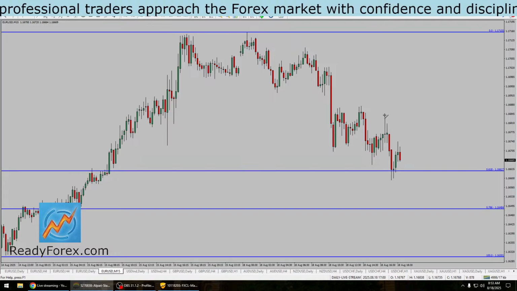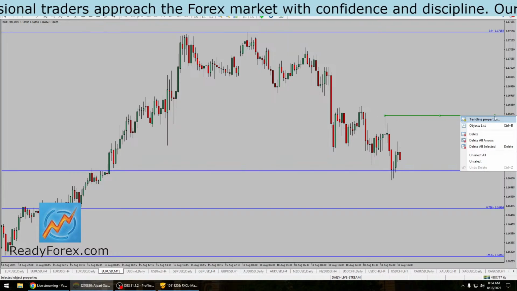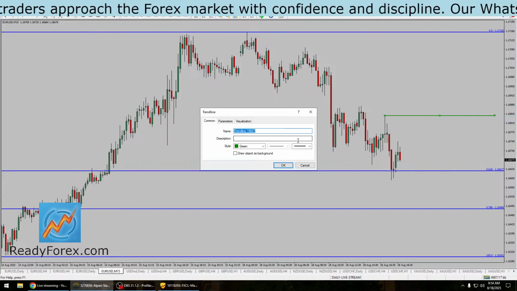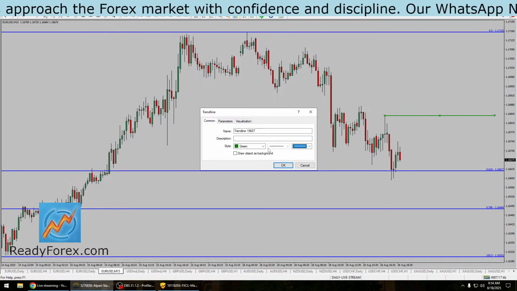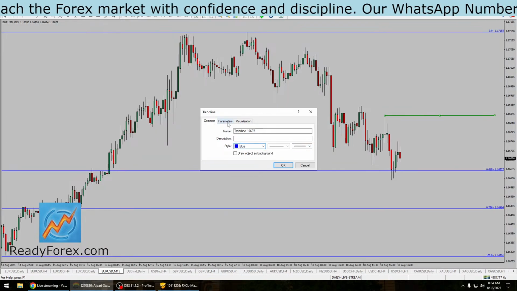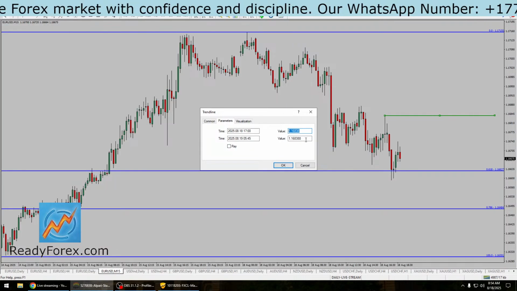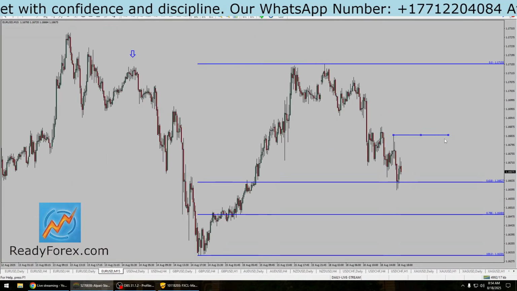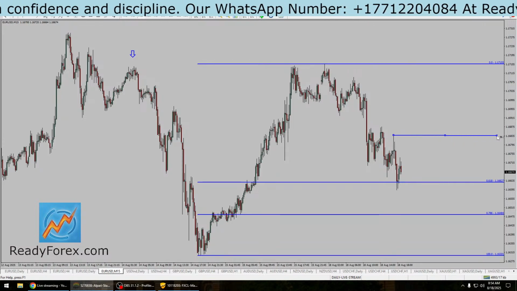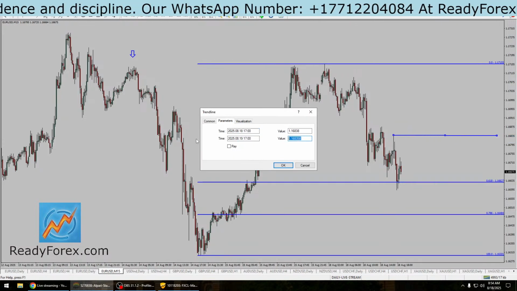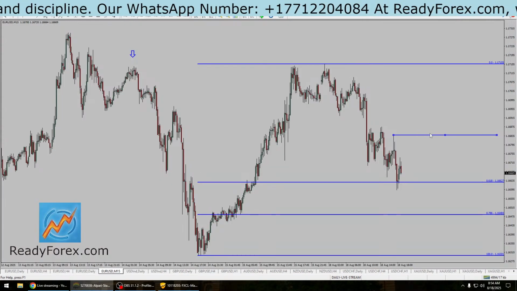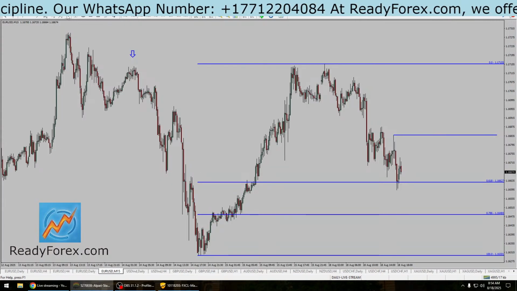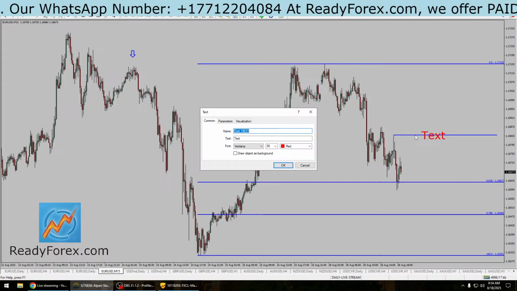So this is my resistance level, and if price is going to break above this area, then the market is probably going to rise up more. Okay, so this is the resistance level. Let me even write down the number.